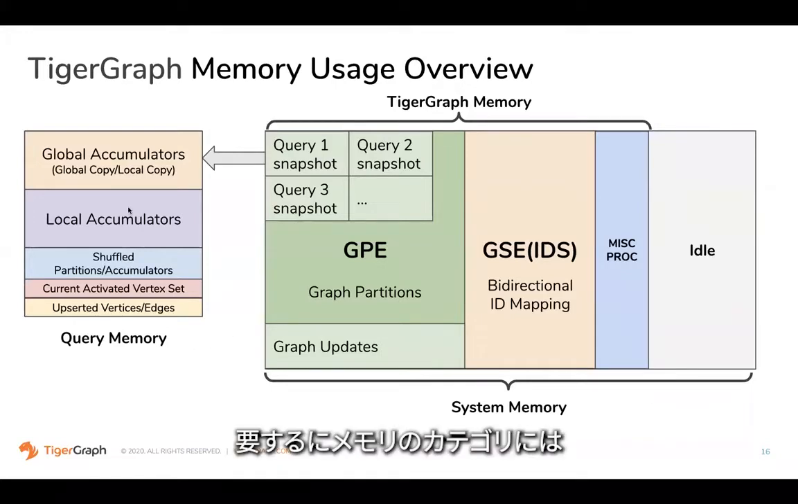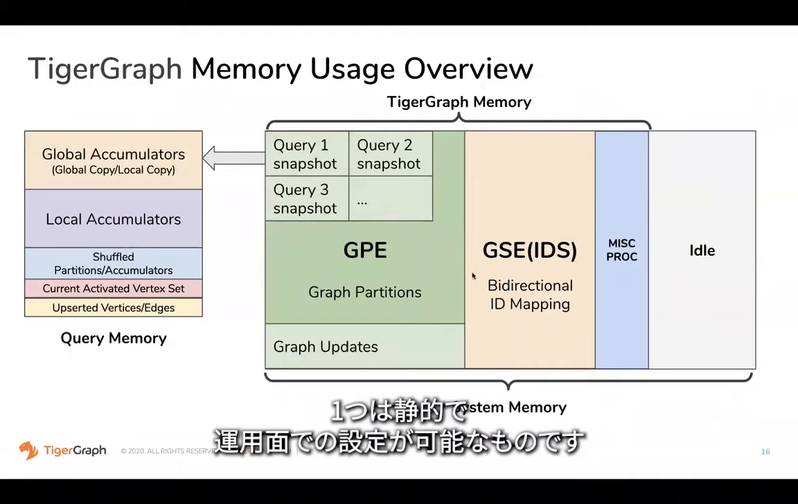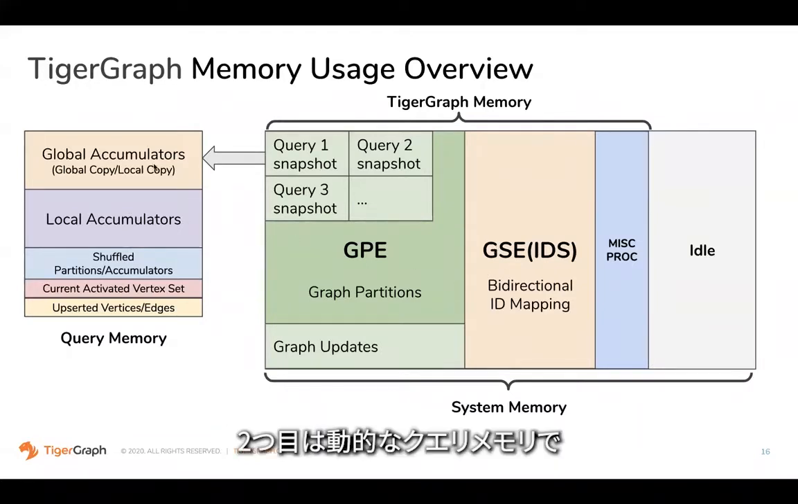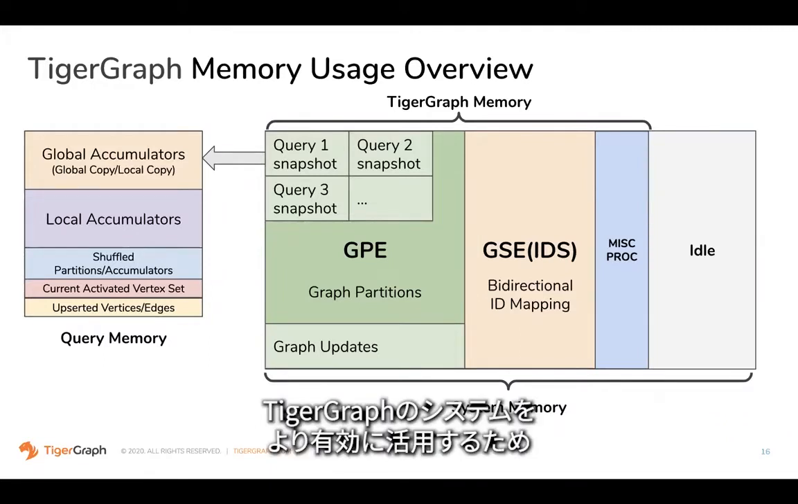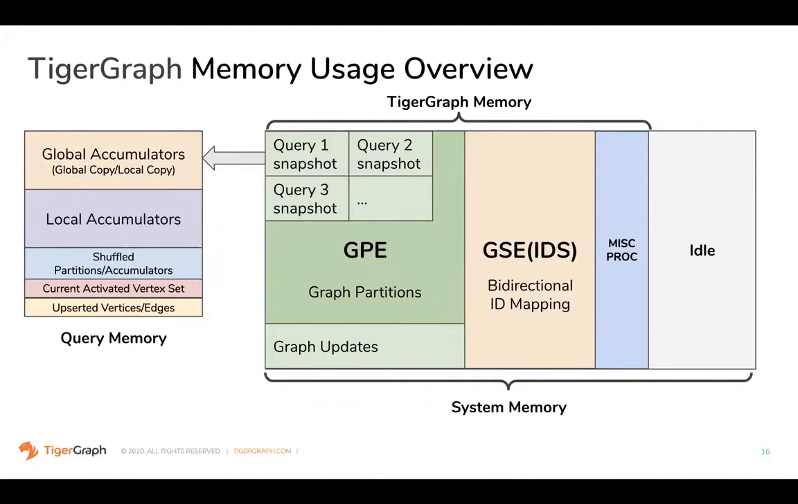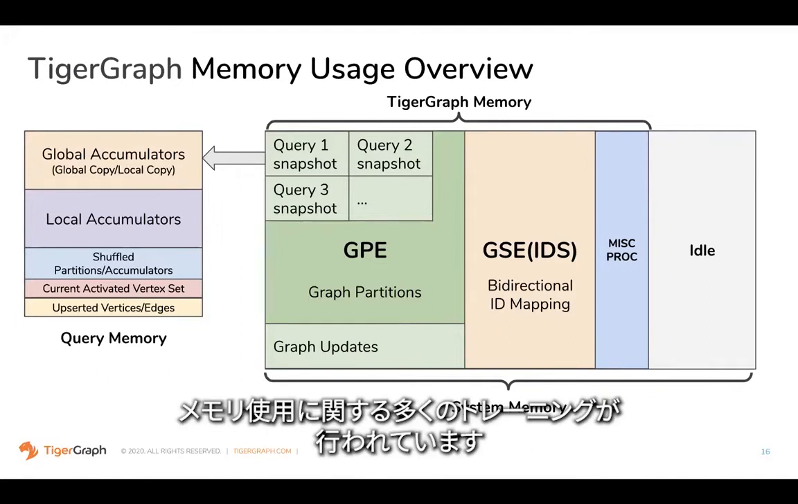So all in all, you have two categories of memory. One is the static one that you can configure from an operational perspective. The second is the query dynamic memory, which can be optimized based on your best practices. And that's where a lot of the training helps to get more out of the TigerGraph system in terms of memory usage.